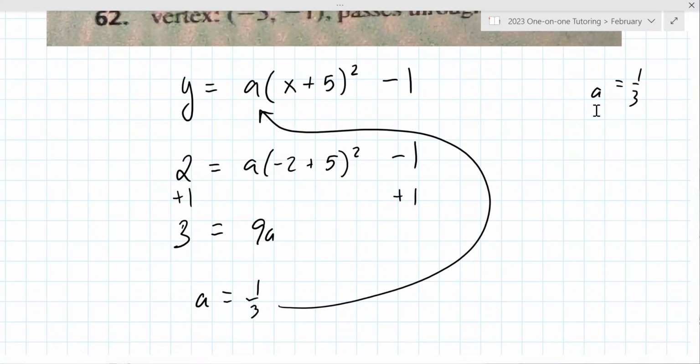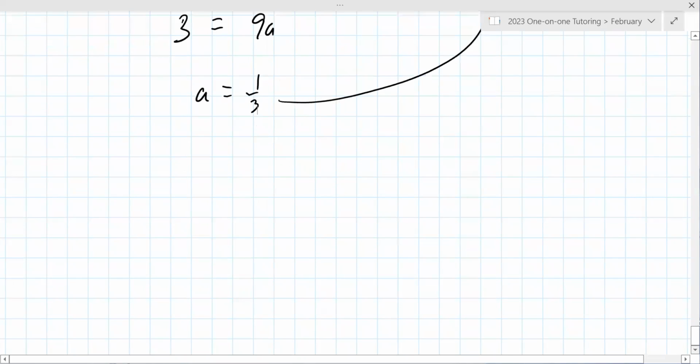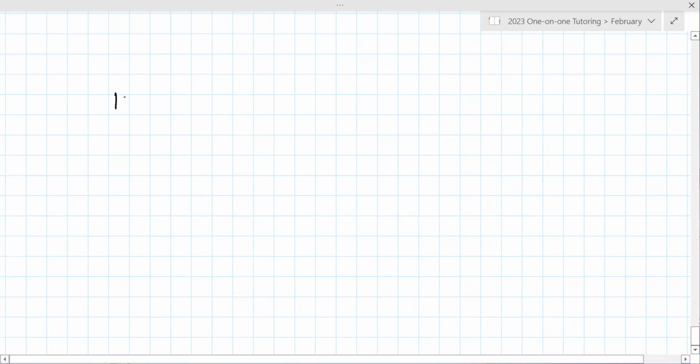Yes, that should take care of the new stuff. And did they talk at all about converting from vertex form to standard form? No, I don't think so. Okay, we can hit that at the end if we have more time.